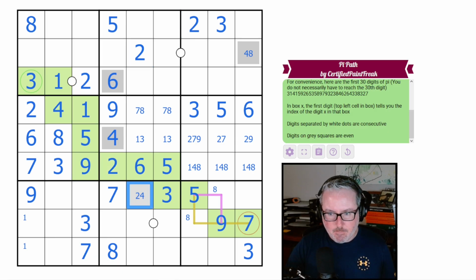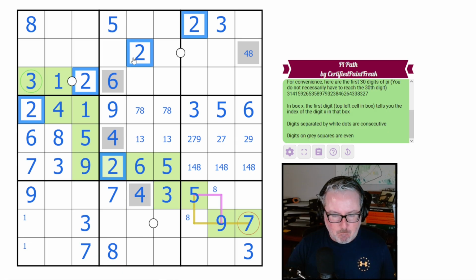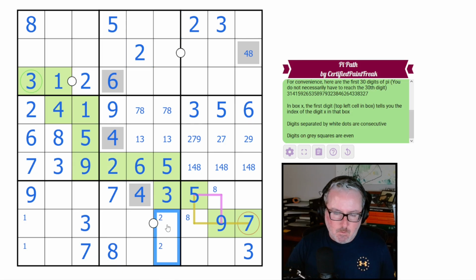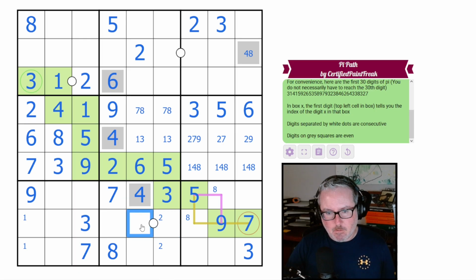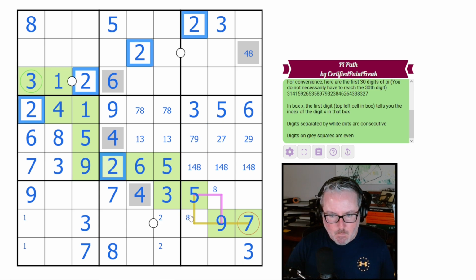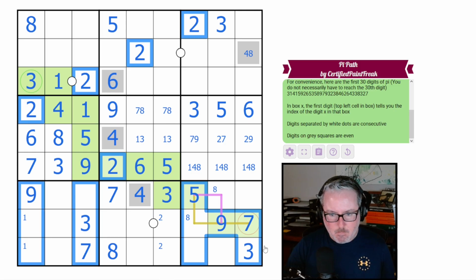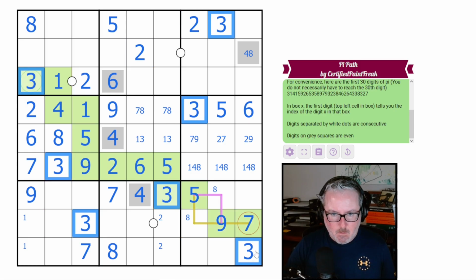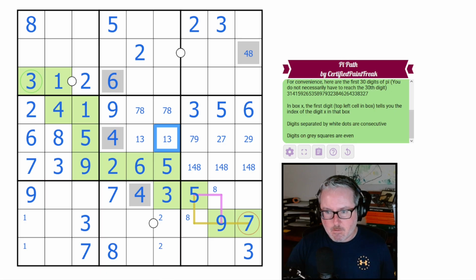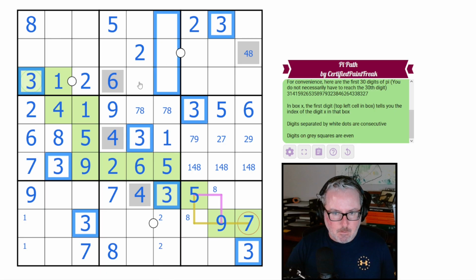Hopefully, this has to be 4. One of these is 2. Can't rule this out as being a 2 because we could put a 1 here. This is not a 2. Nope, okay. 3s. Oh yeah, we can do those. 1s and 3s. We should be able to be done with the 3s.